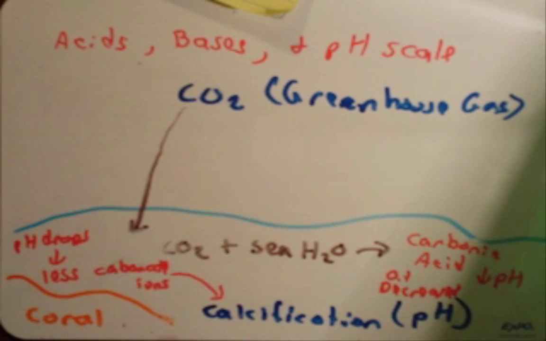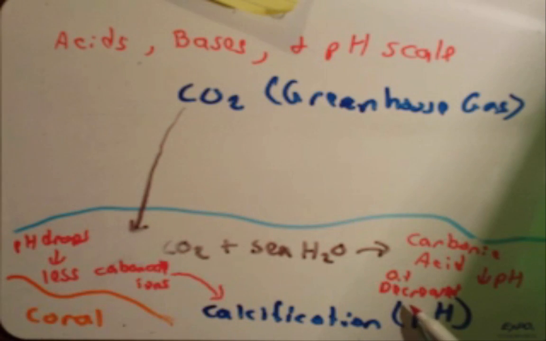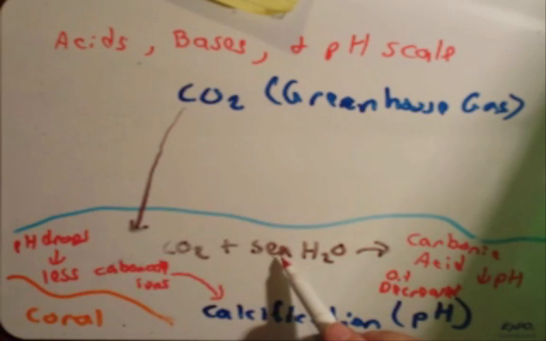Without calcification, the organisms that build the coral reefs and the organisms that need a shell to survive are going to decrease in population because of the lower carbonate ions. And again, lower carbonate ions because the pH dropped. The pH dropped because we have more carbonic acid in the ocean. We have more carbonic acid in the ocean because CO2 is dissolving at a higher concentration in the ocean and mixing with the seawater, causing this acid.